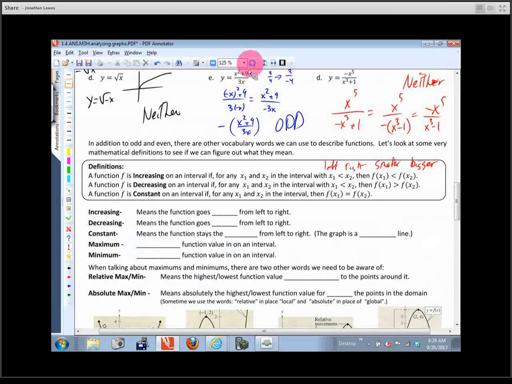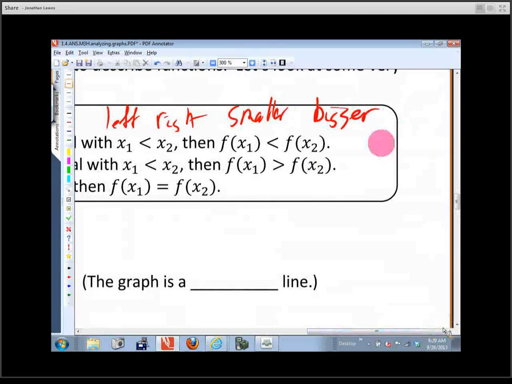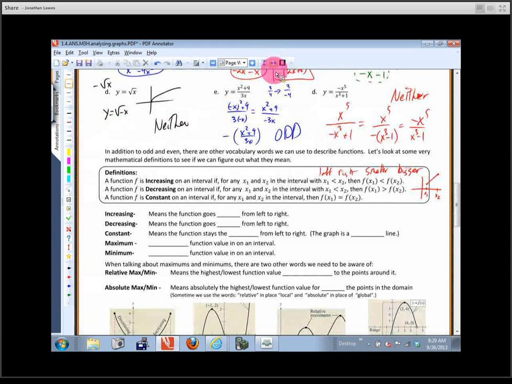I'm going to make some space here. Okay? So what it means is, I'm on the x-axis. Let's say this is x1 and this is x2. So I'm going from left to right. This function value is smaller than this function value. So to go from here to here, I've got to go up. Does that sound like a good way to say increasing? That's all increasing means. What this ugly definition here means is, as you're going from left to right, the function values go up. So increasing means the function goes up from left to right.